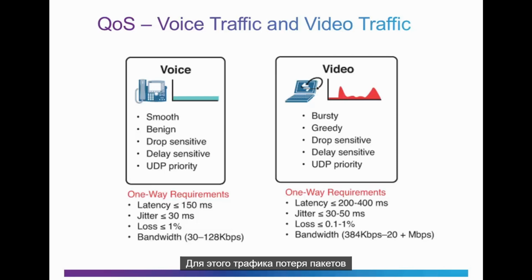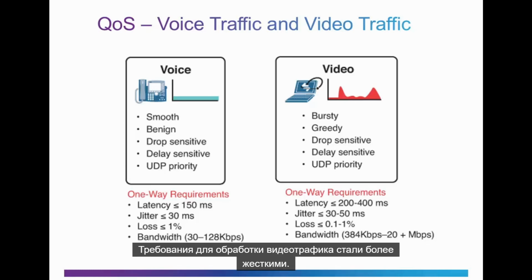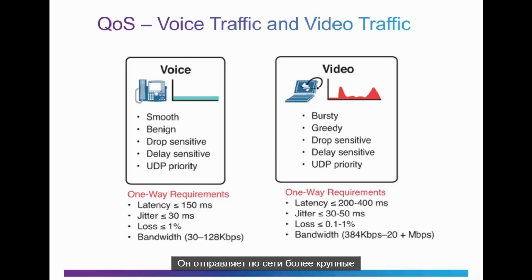Packet loss should be no more than 1% with voice traffic, and voice traffic requires at least 30 kilobits per second of bandwidth. Now, video traffic is more demanding. The size of the packets that it sends across the network are more bursty and more greedy. It consumes a lot more resources. It's also sensitive to drops and sensitive to delay, and it requires no more than 0.1 to 1% loss of packets and requires at least 384 kilobits per second in bandwidth.